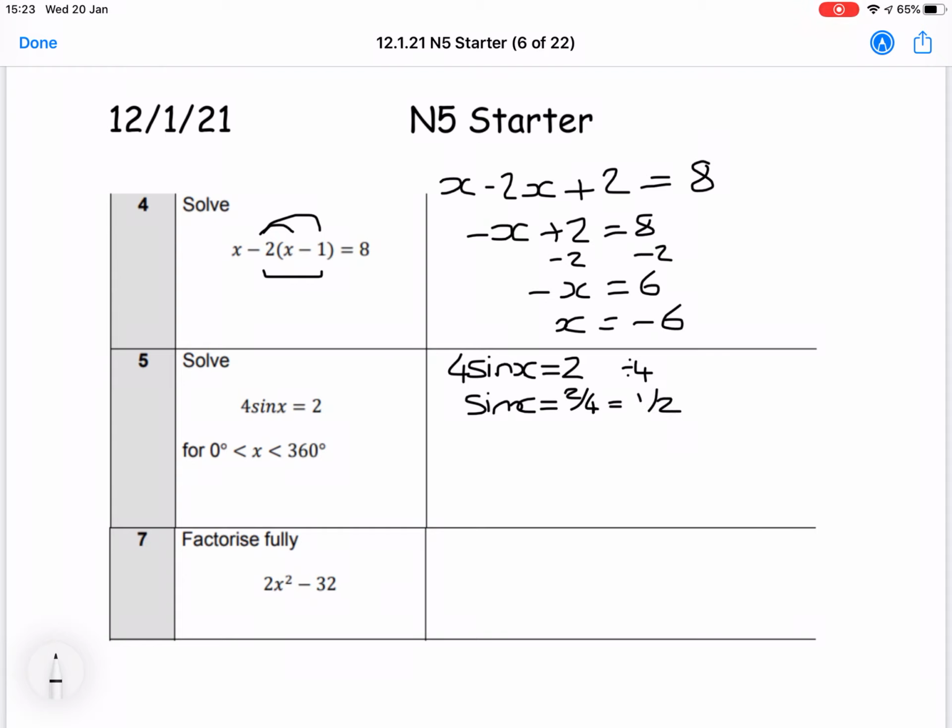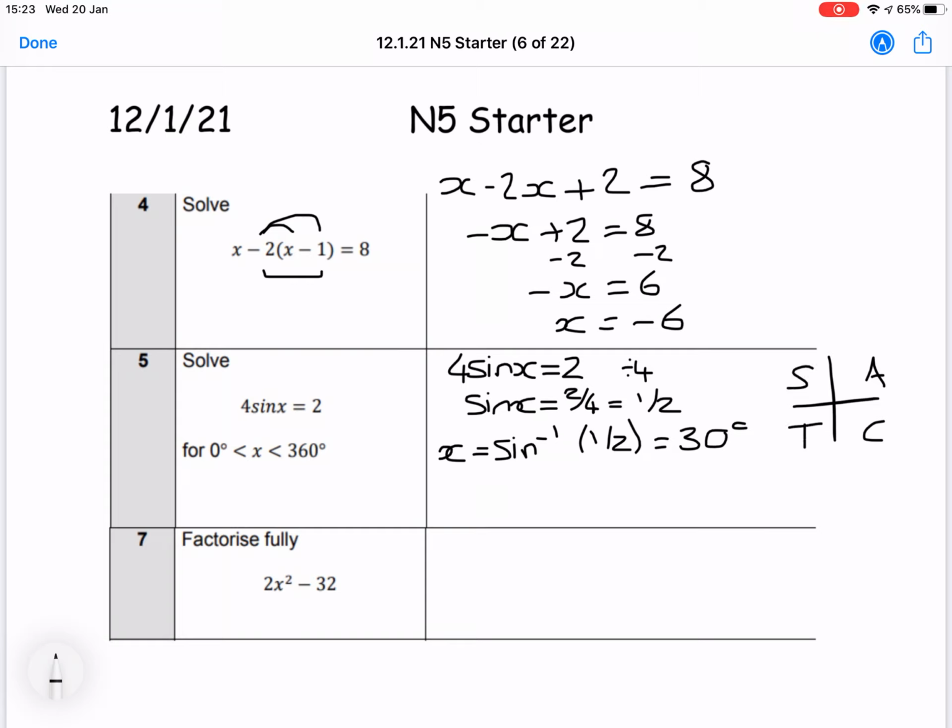So the next thing we have to do is find our related angle. So to find x, we would do inverse sine of 1/2. So on your calculator, you'll push shift, sine, and then 0.5 or 1 divided by 2. That's going to give you 30 degrees. So the next thing we need to do is check our CAST diagram and see where our 2 answers lie.